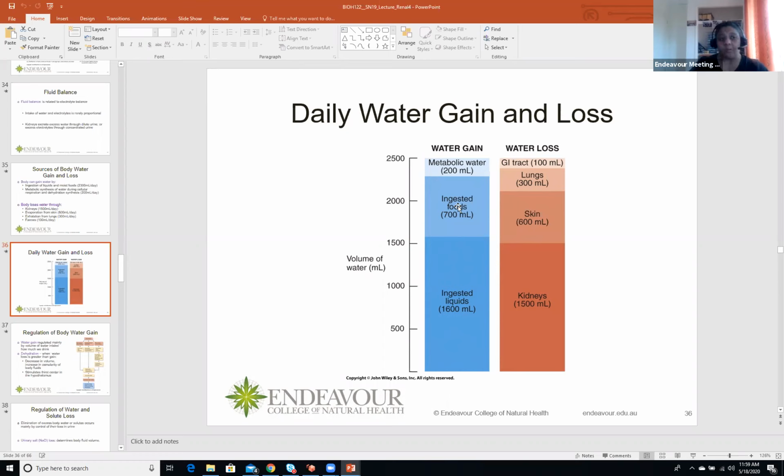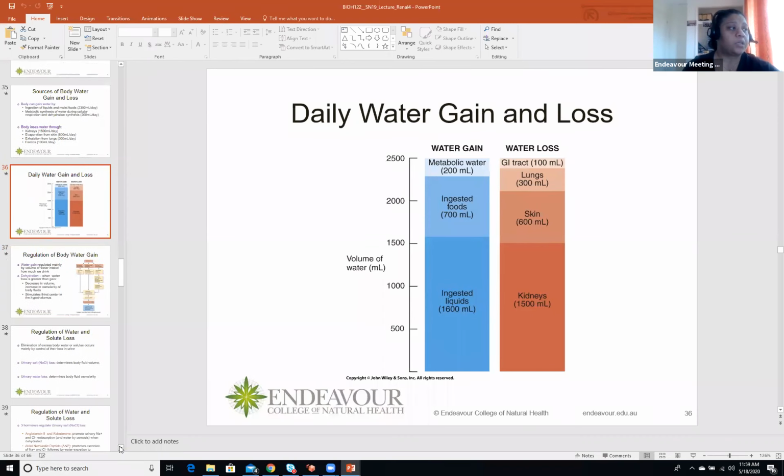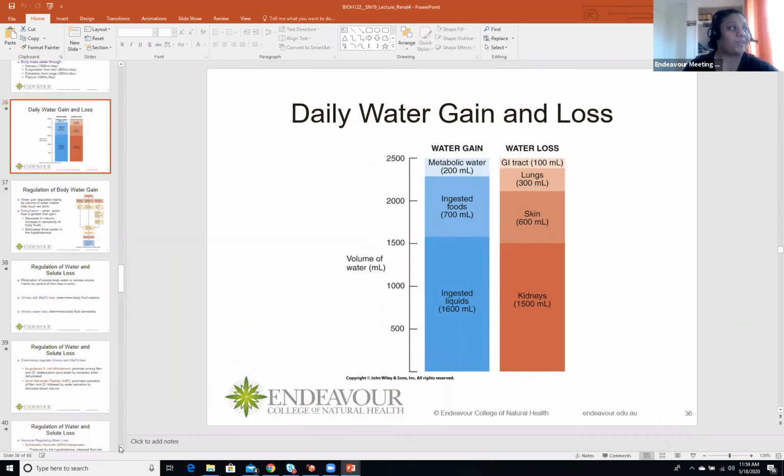Okay, but most of the time, majority of the water out of that 2500 ml that has been consumed, 1500 ml, so 1.5 liters of water is actually eliminated by your kidneys. So that's why kidney becomes the most important organ for water retention and water balancing in the body. Okay.